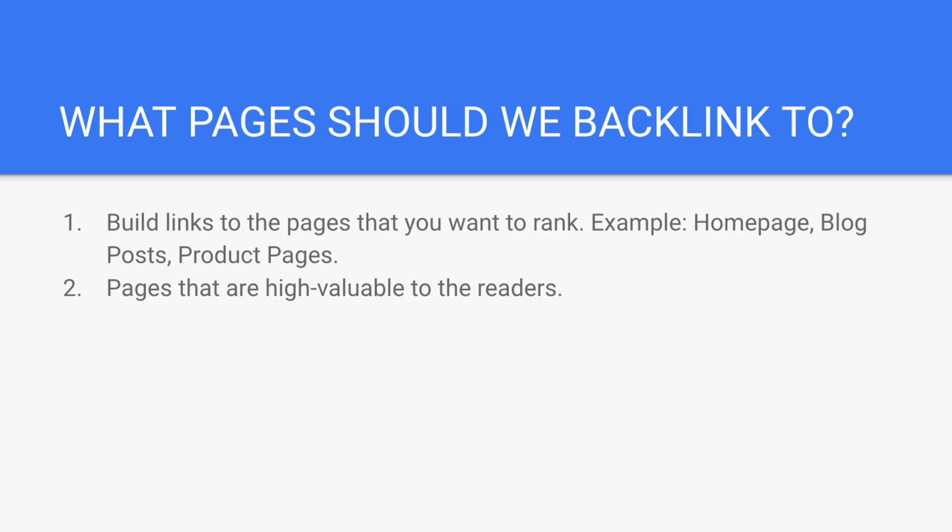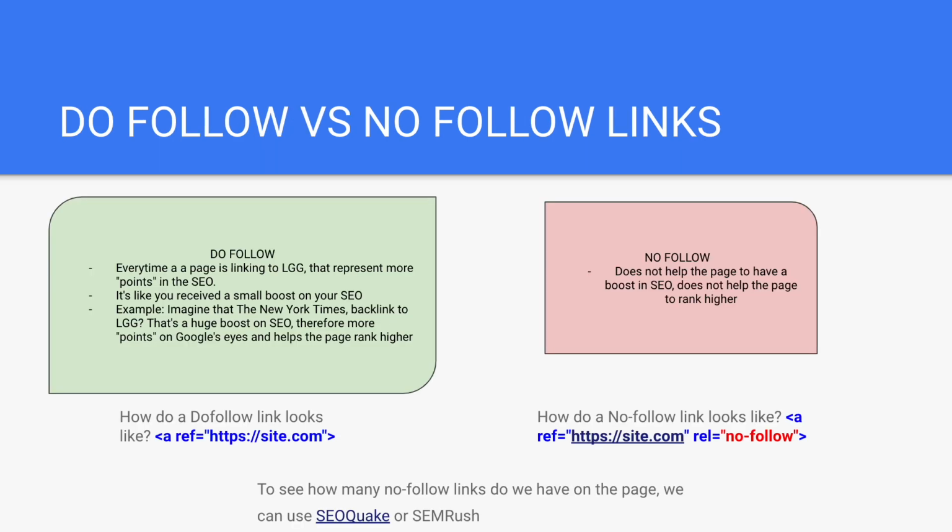A good example is, imagine that the New York Times is writing an article and they are linking to us. They say, hey, check Let's Go Guru for more information. That will be huge for us, because the New York Times has a very high domain authority. So they are trusting us. Therefore, Google is seeing that a very high ranked page is linking to us, so it will increase our authority as well. I am going to show you how to do that analysis in another call.